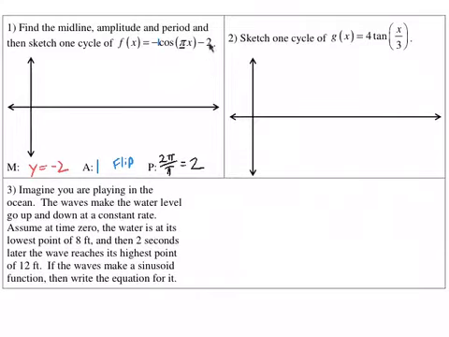So my midline is that piece. My amplitude is the number in front. Negative means it's upside down. And this creates my period. Because sine and cosine have a normal period of 2 pi, we take this fraction of 2 pi. So these pieces help us graph it.